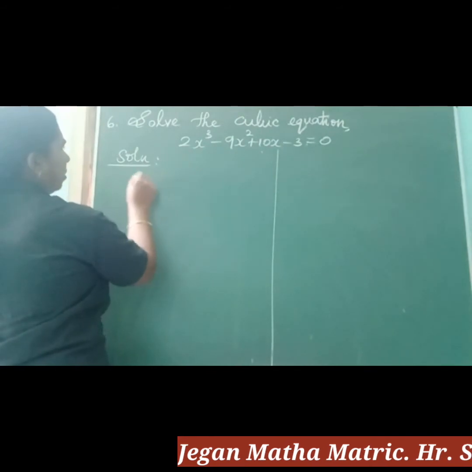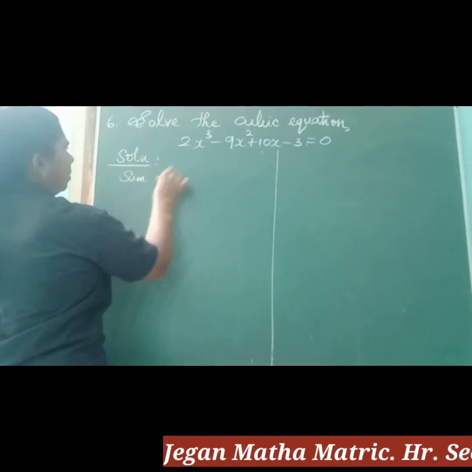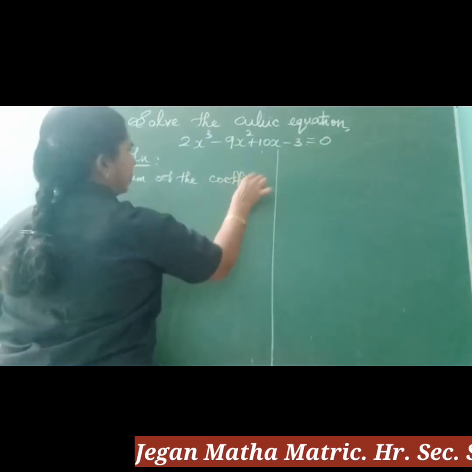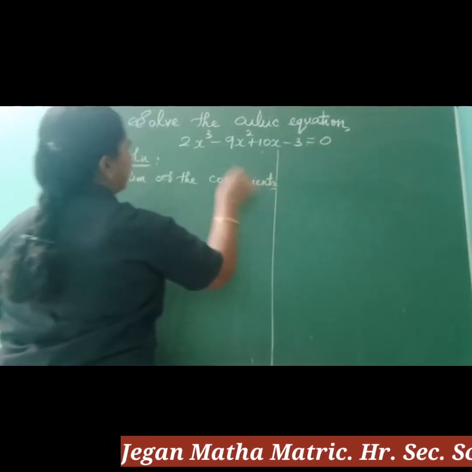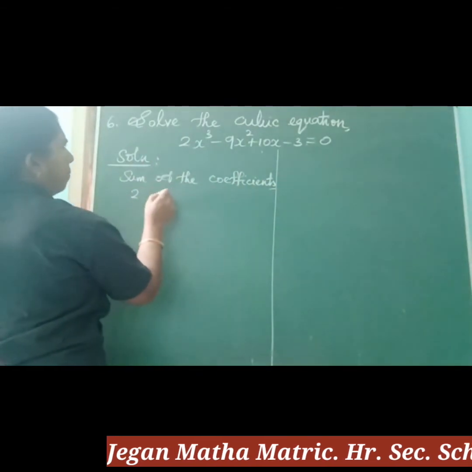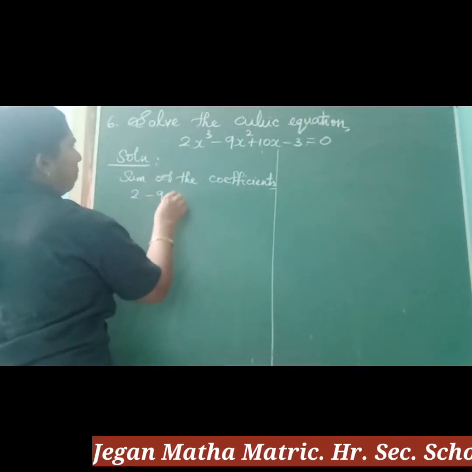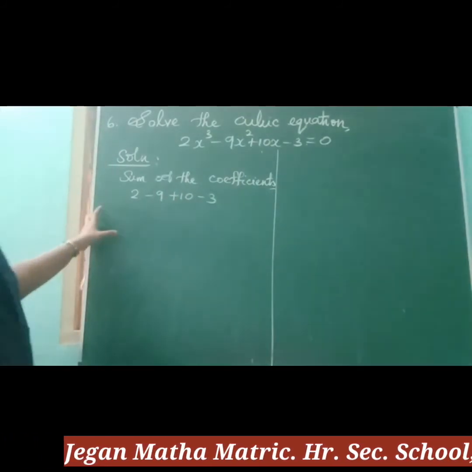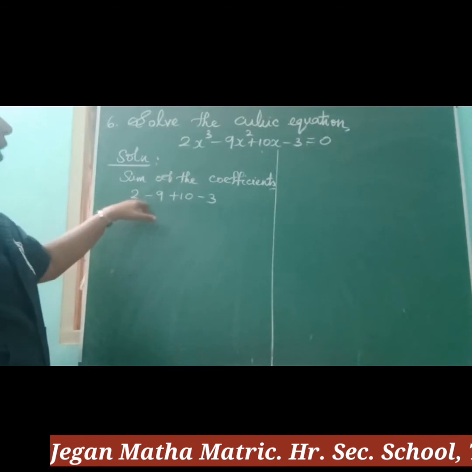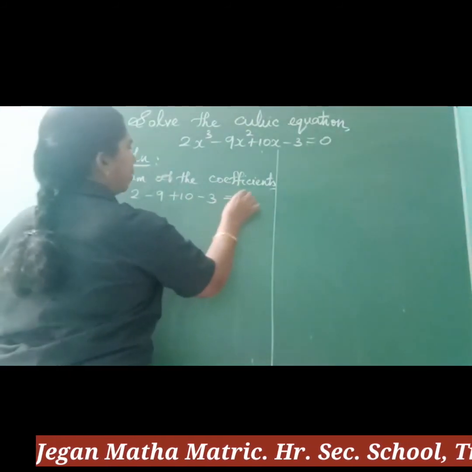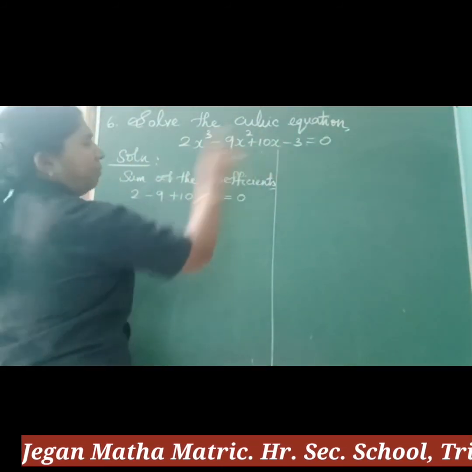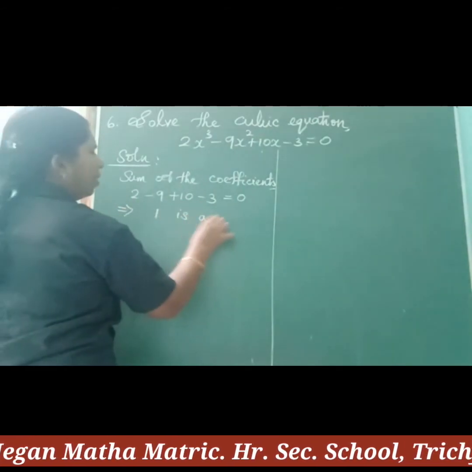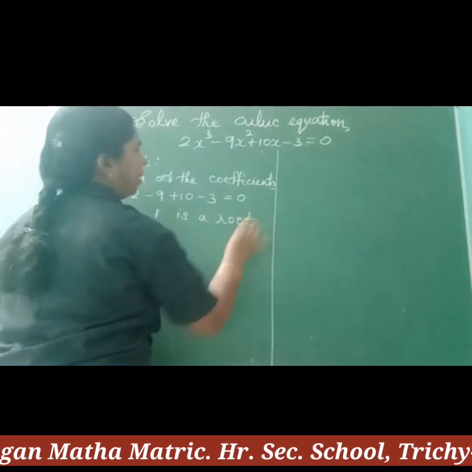2. Sum of the coefficients. Sum of the coefficients means 2 minus 9 plus 10 minus 3. When you add 10 plus 2, 12 minus 12, which is equal to 0. If the sum of the coefficients is equal to 0, then you can say 1 is the root of this equation.